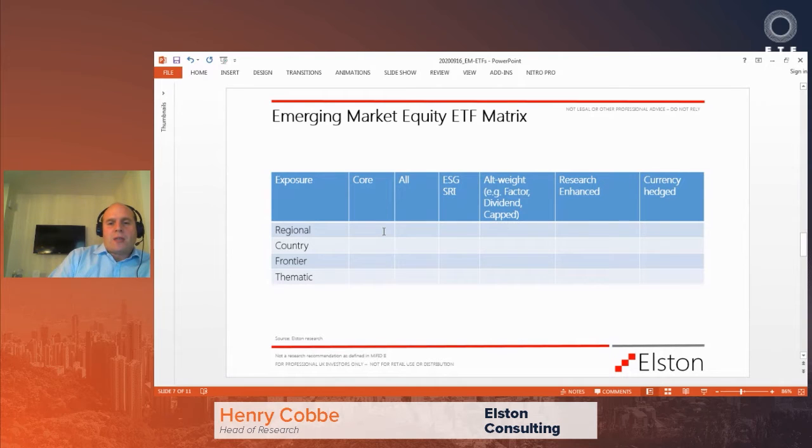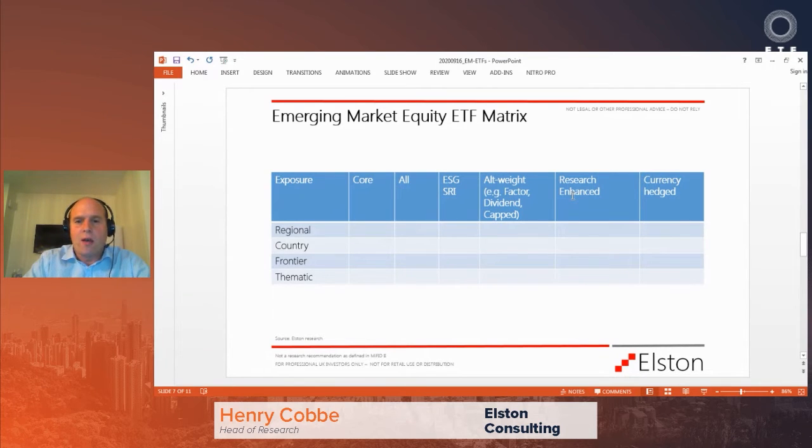Where we see the innovation is obviously frontier markets, but then also thematic type investments that you've seen from Han ETF. But then we also see more different exposures. So ESG SRI is going to be a particular area of growth, particularly with the MiFID II rules that come into place next year. But also what we call alternatively weighted indices. If you imagine that your core indexes are capitalization weighted, there's more opportunity for more nuanced exposures with alt-weighted indices, so factor-based indices, dividend-based, or capped sector exposure, capped indices.